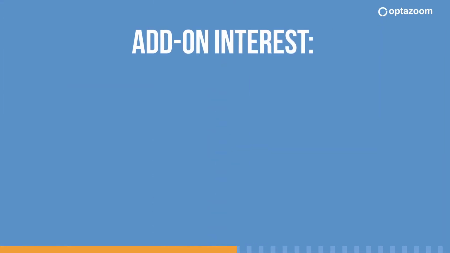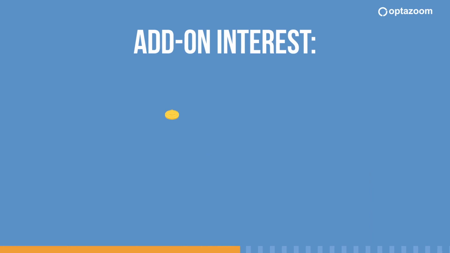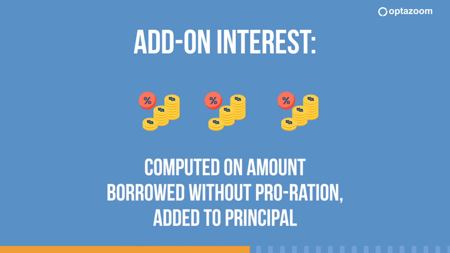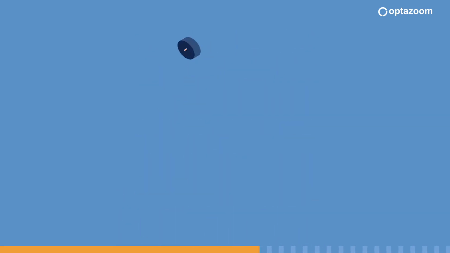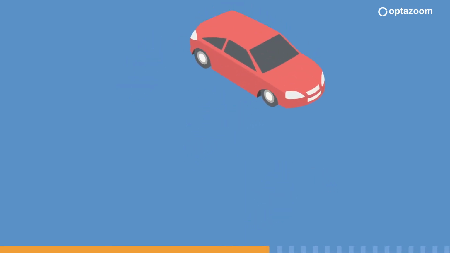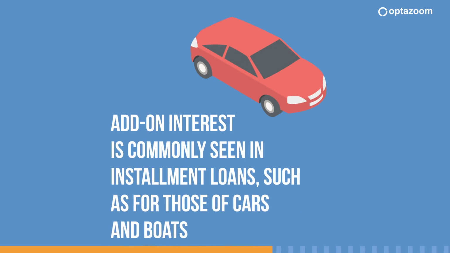The second one is add-on interest. This method of determining interest is the more costly of the two rates. It is called add-on because the interest is computed on the amount borrowed without proration and added to the principal. This total is then repaid in installments during the course of the loan, which is usually 3 to 5 years. Add-on interest is commonly encountered in installment loans such as those of the financing of cars and boats.